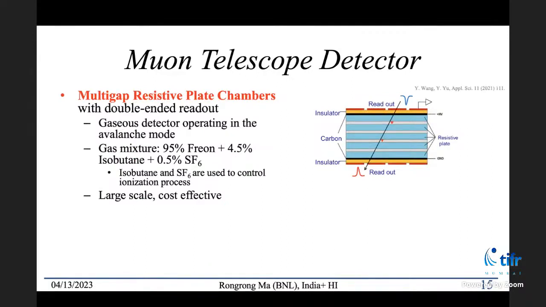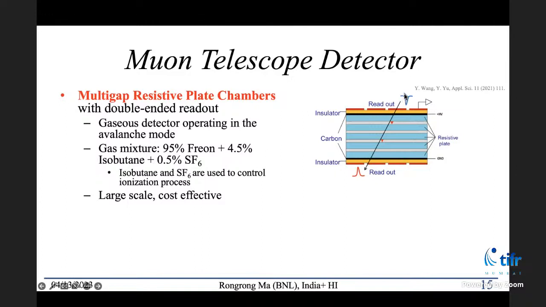The technology used by the MTD is a so-called multi-gap resistive plate chamber. On the right-hand side is a schematic view of an MRPC. Multi-gap refers to the fact that we have a few gaps here, for example 1, 2, 3, 4. Outside of the gaps are resistive plates, meaning the electrons cannot go through them. Sometimes you can use glass as a resistive plate. Within the plates you have the gaps, where we put in gas. In STAR, we use 95% freon, 4.5% isobutane and 0.5% SF6.